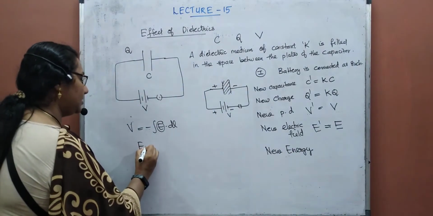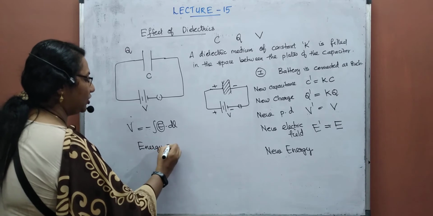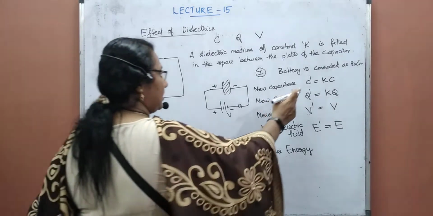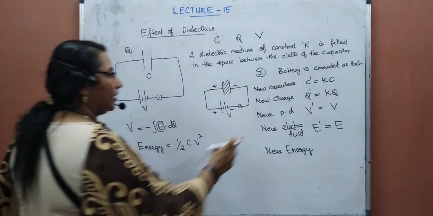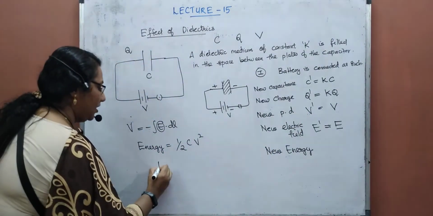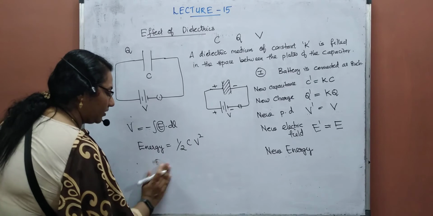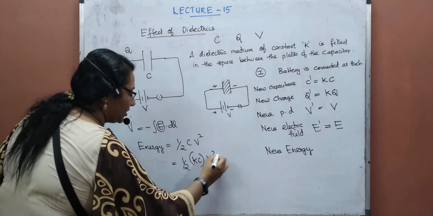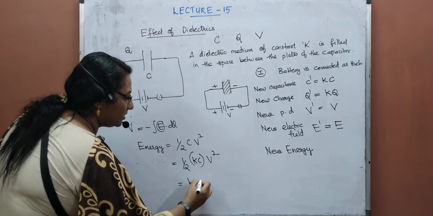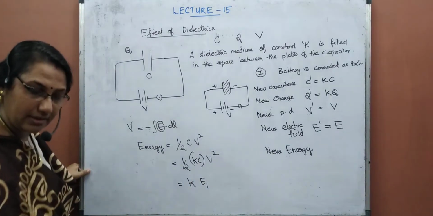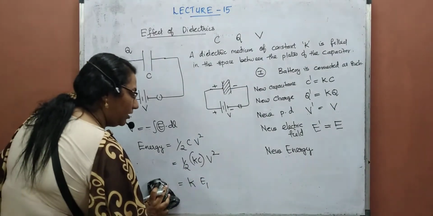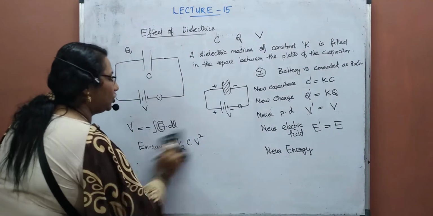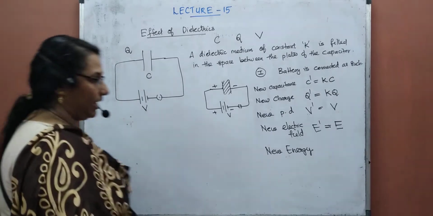Energy equation, there are several equations. We are just taking half CV square. Capacitance increases to K times, but potential remains the same. So new energy, we can write it as half KC into V square, or K times the initial energy. Is it clear? So what about the energy? C increases to K times, no change in potential, so energy also increases by K times.